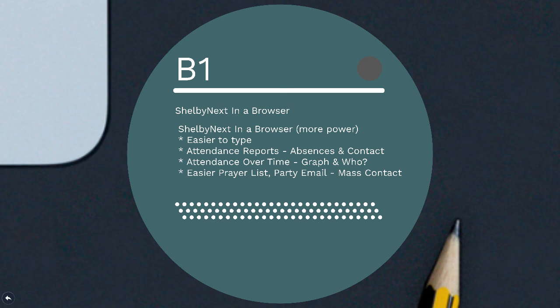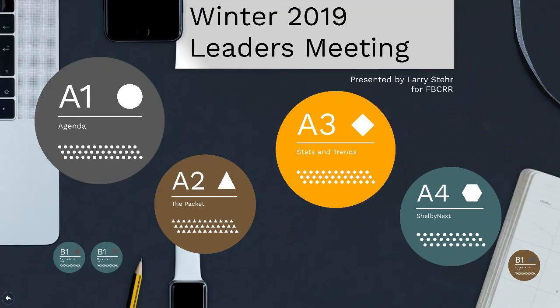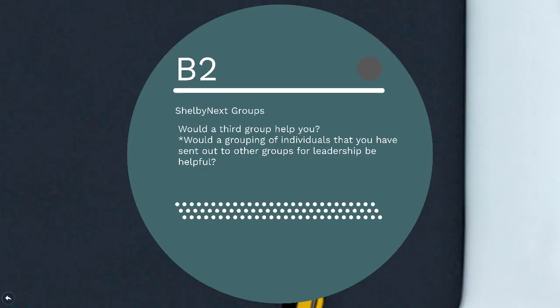It's easy to do mass contacts for prayer needs, lists, party email, fellowships, those sort of things. All function a lot easier in the web browser. So I would encourage you to get comfortable with both. I'm not going to take time to show you those things, but I did want to touch on them. But I have a question for you, and you can send this to me by way of interaction if you want. Would a third group help you?